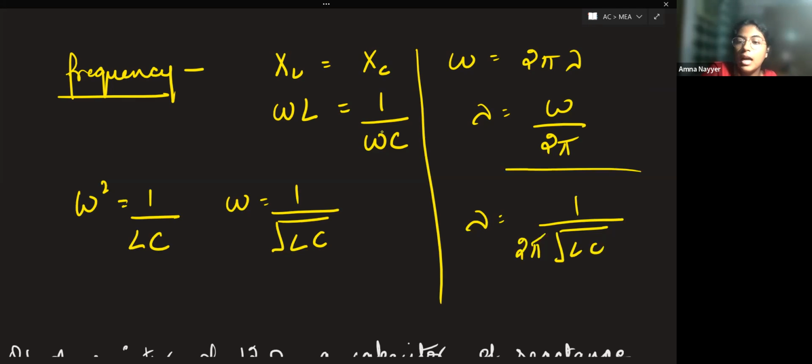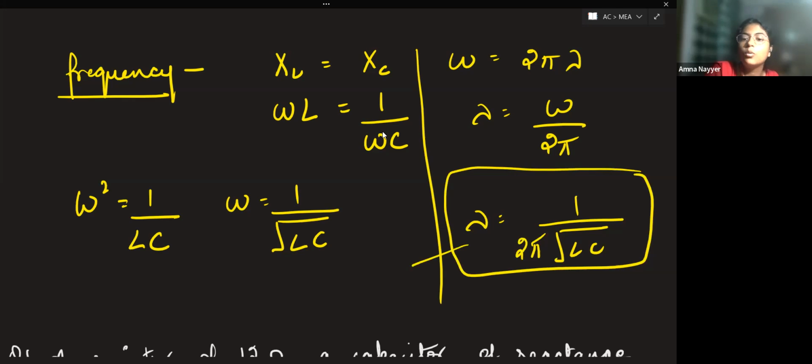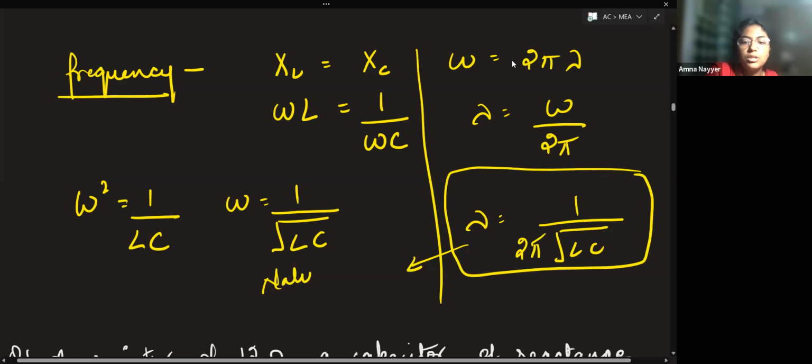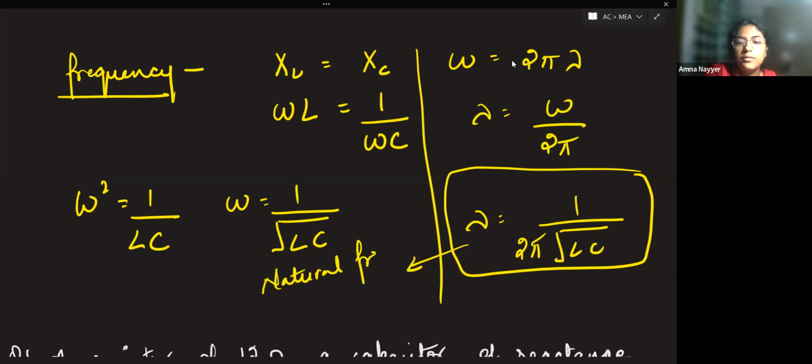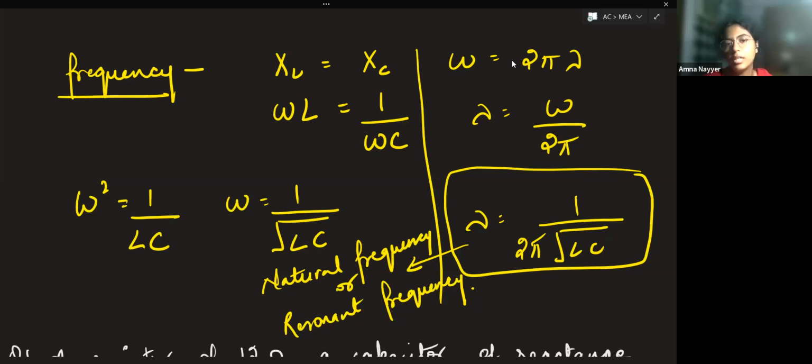This is known as the natural frequency or the resonant frequency. Easy. This comes a lot to prove in your exams. This question comes a lot in your exams to prove because it's a very short derivation.